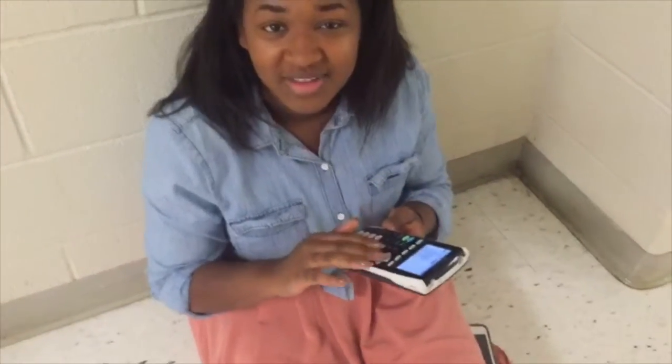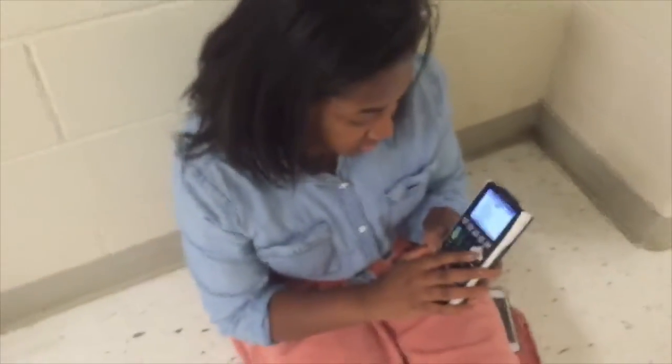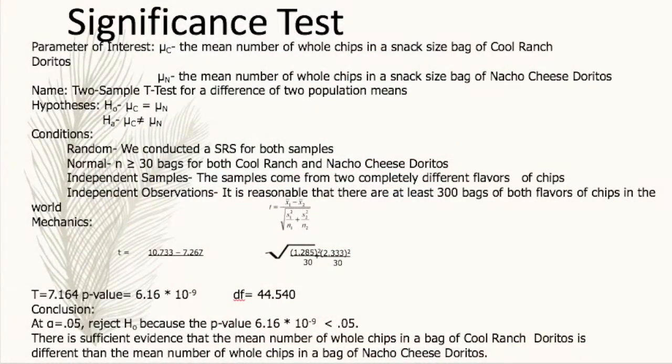We then carried out a significance test to determine whether the observed difference in means is significant. After all conditions were checked and the test was completed, we ended up rejecting our null hypothesis, thus giving us sufficient evidence that the mean number of whole chips in a bag of Cool Ranch Doritos is different than the mean number of whole chips in a bag of Nacho Cheese Doritos.